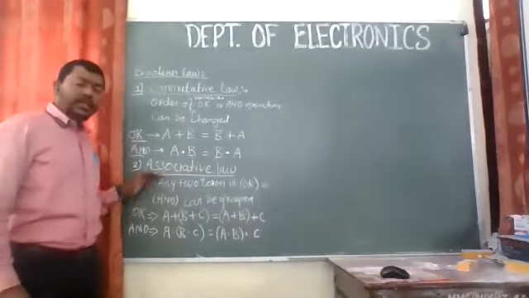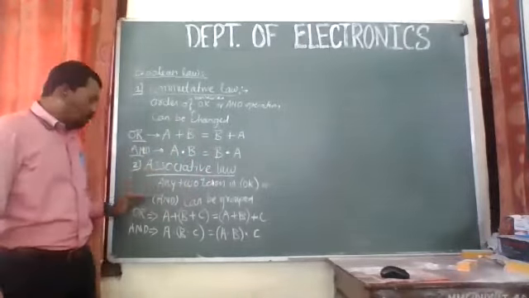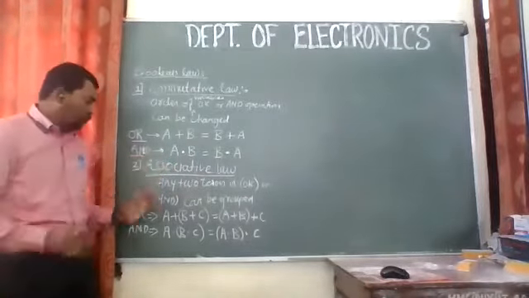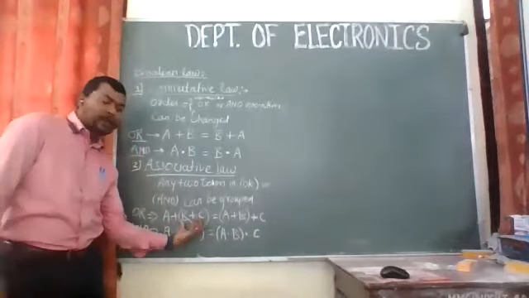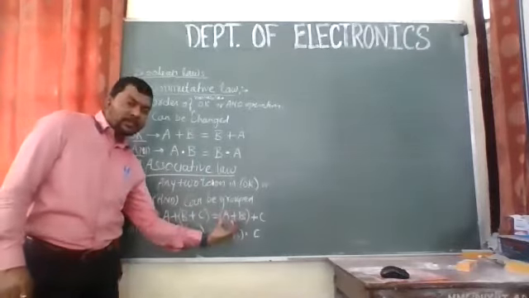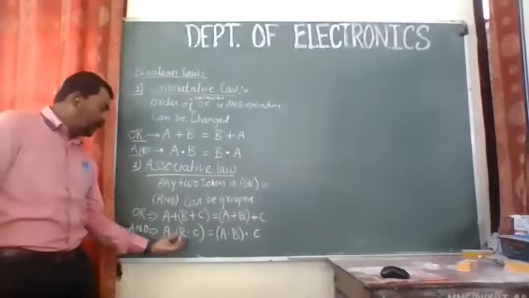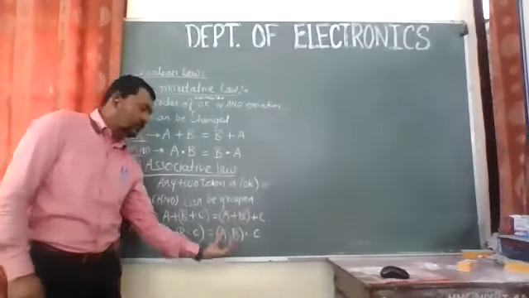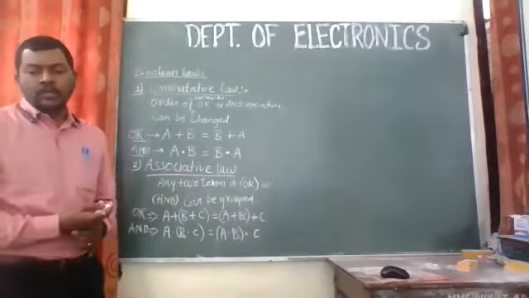And in the associative law, any two terms or variables in sum or product operations can be grouped. So we can group these two variables anytime, and they will be the same. So A plus (B plus C) is equal to (A plus B) plus C. Similarly for the AND operation, A dot (B dot C) is equal to (A dot B) dot C. Any two terms can be grouped. So this is the associative law.